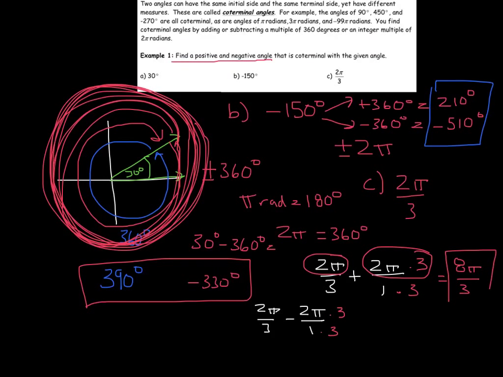Look how easy that is. No more fear of fractions. Just get a common denominator. You do not need to, once again, change this into an angle in degrees. That is not necessary. All right, so for the negative one, you get 2 pi minus 6 pi, which is going to end up being negative 4 pi over 3. And those are the answers.